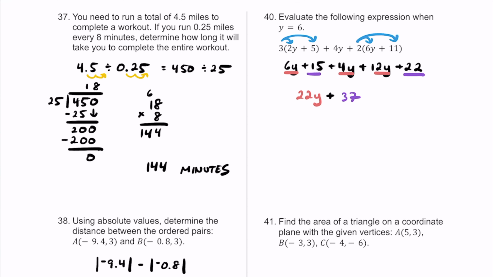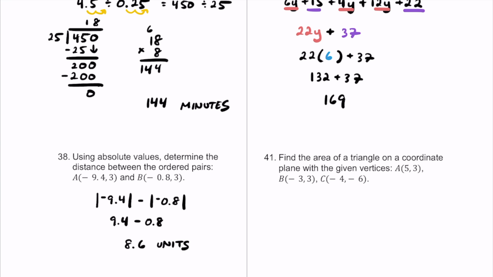Okay. Now remember, y is equal to 6. So let's solve it when y is 6. So it's 22 multiplied by 6 here, and then we're going to add 37 afterwards. Now 22 times 6 is going to be 132. 132 plus 37 is going to be 169.